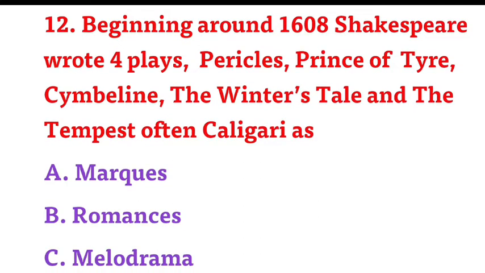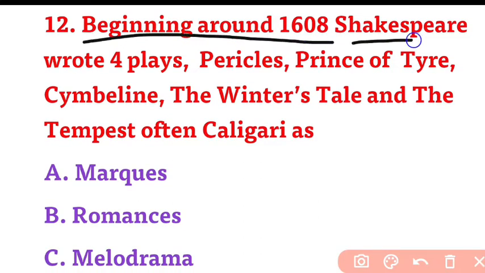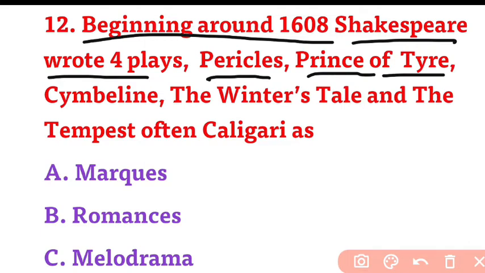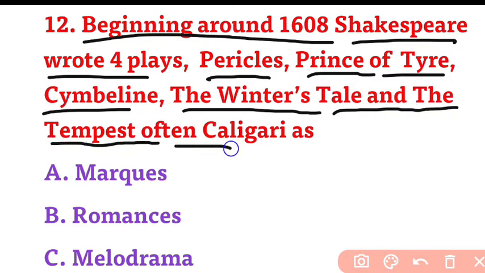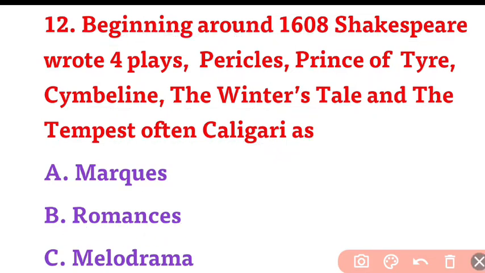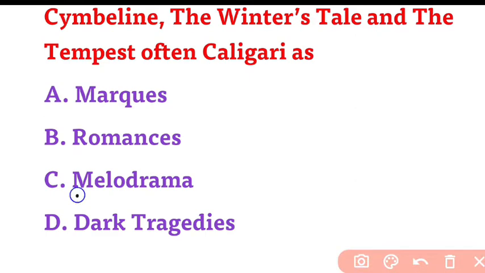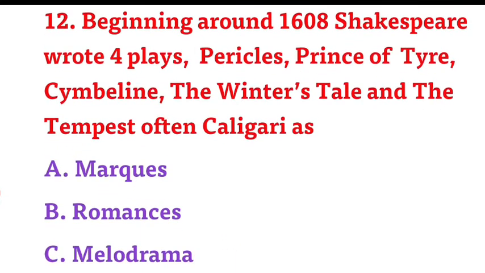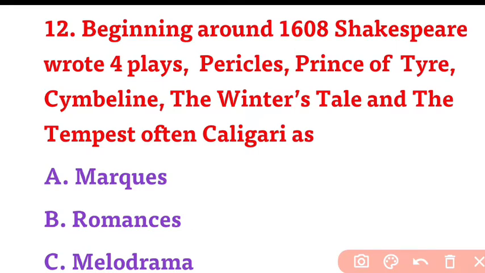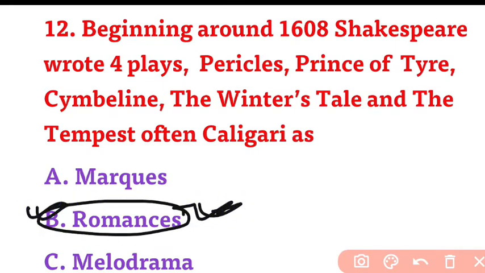Question number 12. Beginning around 1608, Shakespeare wrote four plays: Pericles, Prince of Tyre, Cymbeline, The Winter's Tale, and The Tempest. What are these plays called? Marquess, Romances, Melodrama, Dark Tragedies. What will be the answer? The answer will be Romances. So option B is correct.